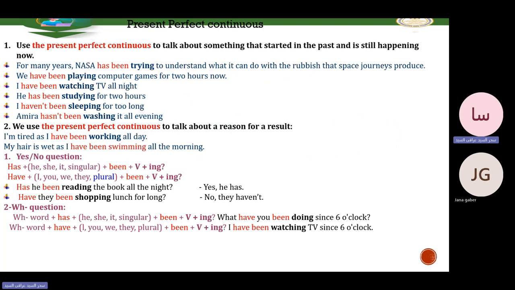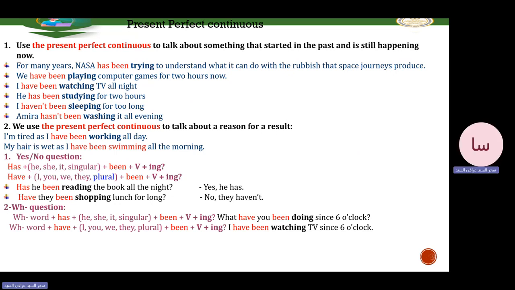Okay, let's move to our last part, the language. Present perfect continuous. In the first term, we studied present perfect simple. The focus was on the present perfect simple. But here in the second term, we should concentrate more on the present perfect continuous. And what is the difference between both of them? Okay. Look at this example. For many years, NASA has been trying to understand what it can do with the rubbish that space journeys produce. We have been playing computer games for 2 hours now.